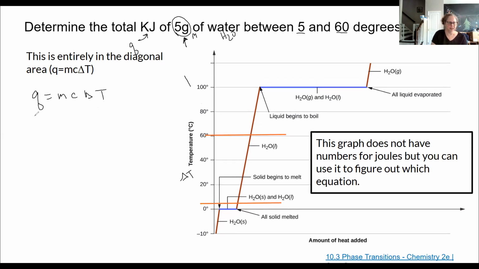We want to find Q, so that's our unknown. We have a mass. We don't have a specific heat. If they do not give it to you in a problem, use the standard specific heat. It doesn't actually work in every single part, but 4.184 joules per gram degree C, that's the specific heat of water. And that's also the conversion that you've used to go between joules and calories. So that's why they kind of expect you to memorize it.